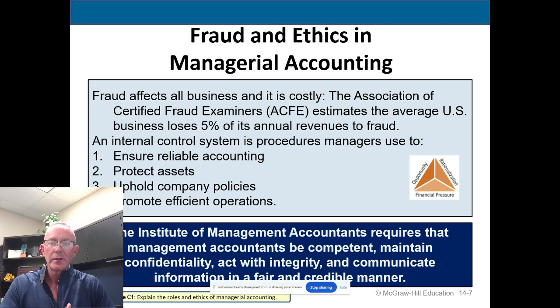We always talk about fraud. This is something we may use to develop these procedures and develop our financial statements from the managerial side, to weed out fraud and to uphold some of our policies. It makes sure our accounting is correct on the financial side through some of our managerial policies.